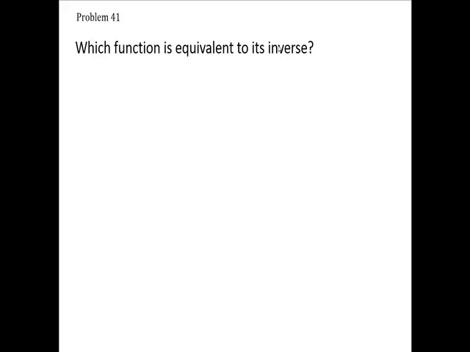Which function is equivalent to its inverse? So we have four functions. This is the first one, and I want to find the inverse of f of x. First of all, let's put y in for f of x. Now the inverse can be found when you substitute x for y and y for x.